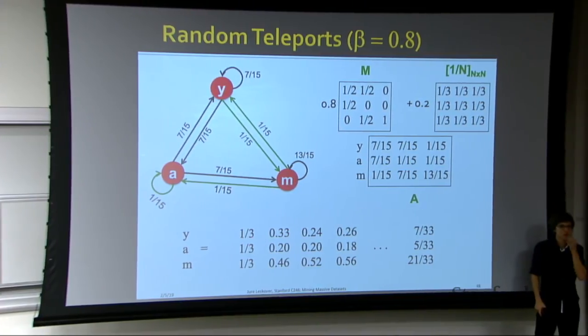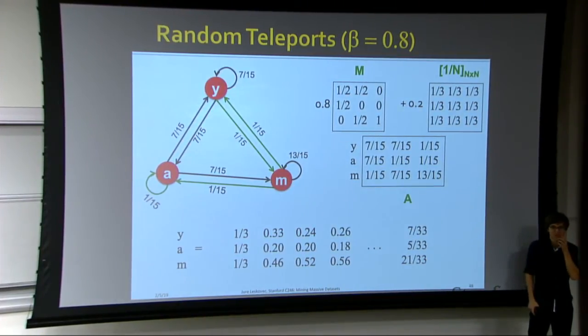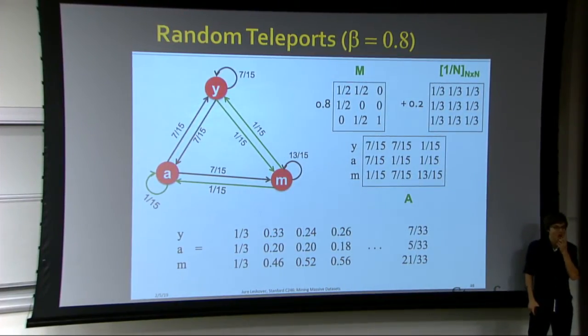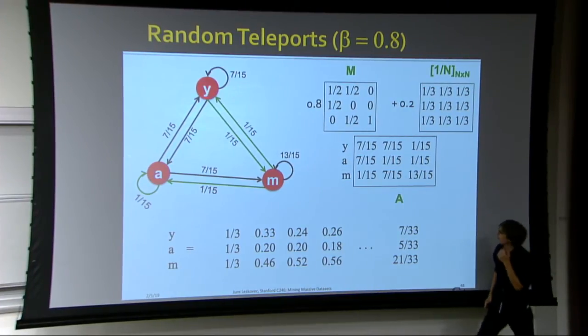There is one huge problem with this. Can somebody tell me what's the problem? Think that I have a graph on 1,000,000 nodes, or maybe 1,000,000,000 nodes. What's the problem? Yes, great. Okay, awesome, thank you.